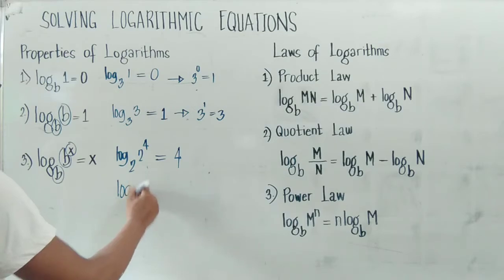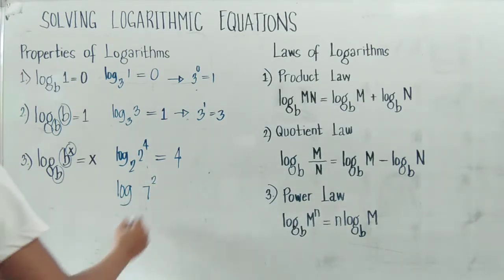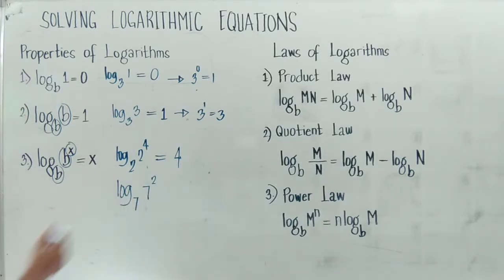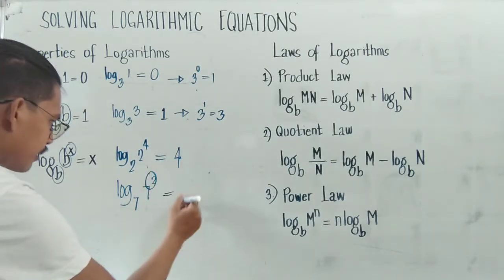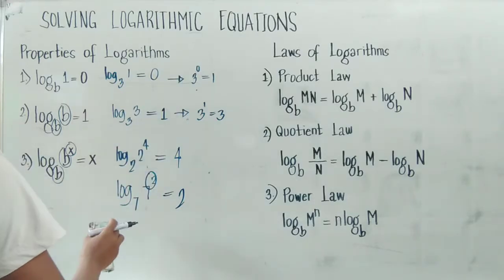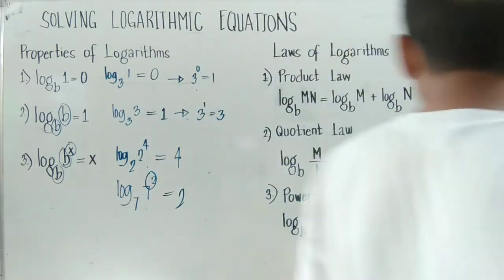Again, example, we have log of 7 squared equal log of 7 squared base 7. So what will be the answer? So the answer, of course, is the exponent. So easy. Okay, so let us not forget these properties, because later we will try to use them to solve your logarithmic equation. Now let us proceed to the basic laws of logarithms.